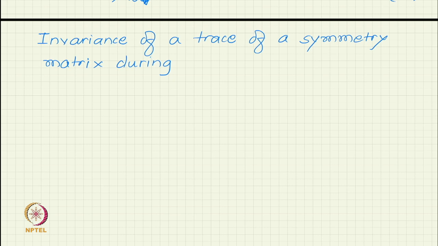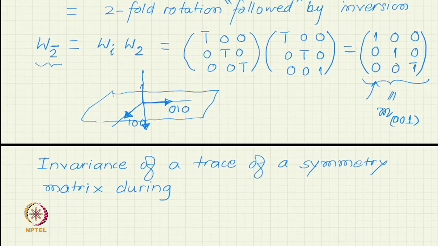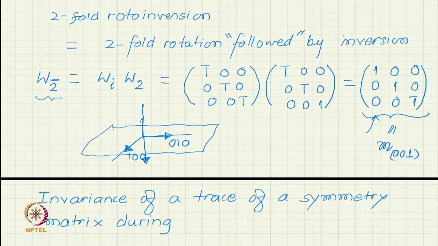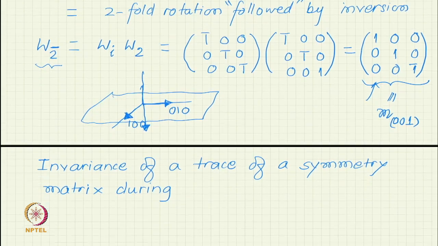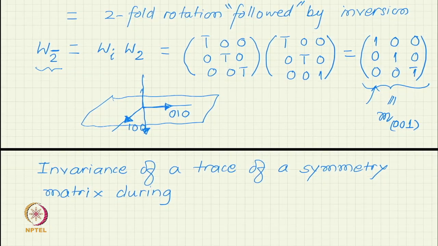Now let us look at the invariance of the trace. Hardly any complicated matrix comes in what you are seeing for two-fold roto inversion. These are the kind of matrices which come in crystallography. So most of the symmetry operations will be represented by the simple combination of 0, 1, sometimes maybe a fraction half or 2, but beyond that it will not be some sort of complicated numbers which you have to handle.